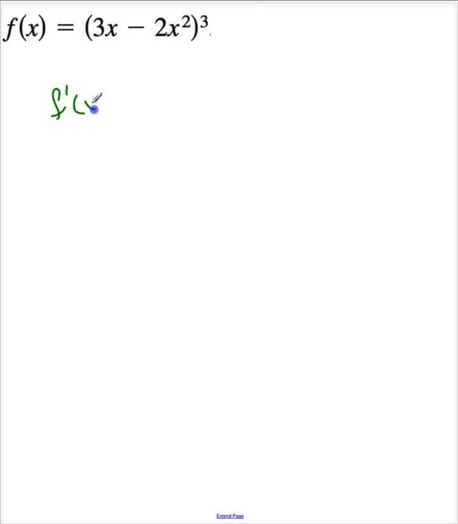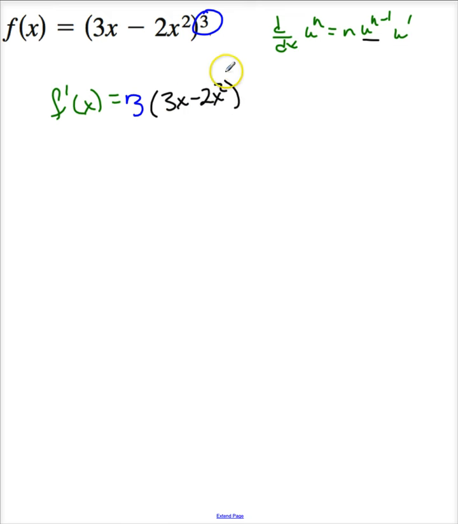Now, let's see if we can find the derivative of this. f prime of x is, now let me put the generalized rule up here: the derivative with respect to x of u to the n is n u to the n minus 1 times u prime. And then I'm going to break it up into the 3 sections. The first thing I'm going to do is bring down the n, and so n is 3. The second thing is u to the n minus 1. In this case, u is 3x minus 2x squared, to the 3 minus 1. So this is the second part.